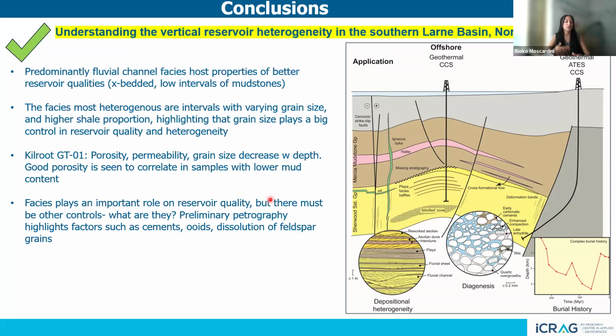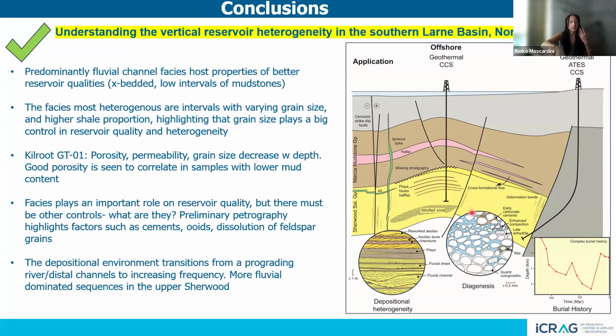And in the final slides we discussed that the facies does play an important role, but there must be other controls. So we're looking into petrography now, looking more into the thin section samples, and coming up with ideas as to what's controlling this. And as we move from the lower Triassic sediments to the upper, we're noticing depositionally that it's transitioning from a prograding river to more of an increase in frequency into a drier climate.